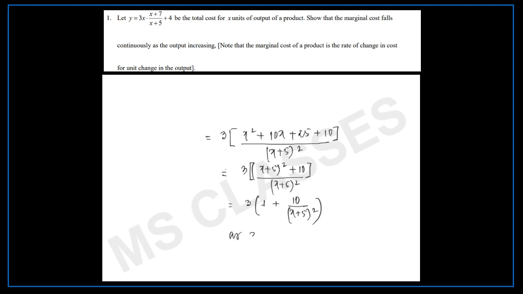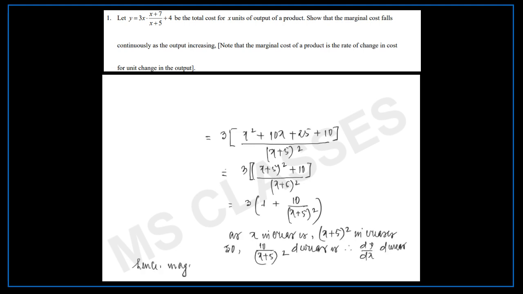So as x increases, (x plus 5) whole square increases. So 10/(x plus 5) whole square decreases. Therefore, dy/dx decreases. Marginal cost falls as output increases.